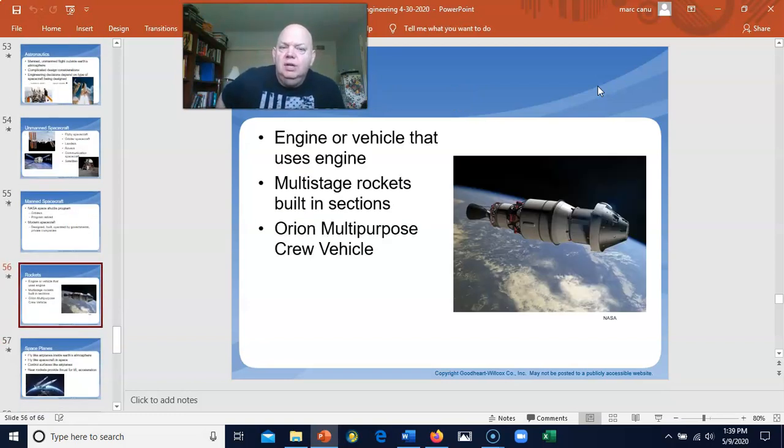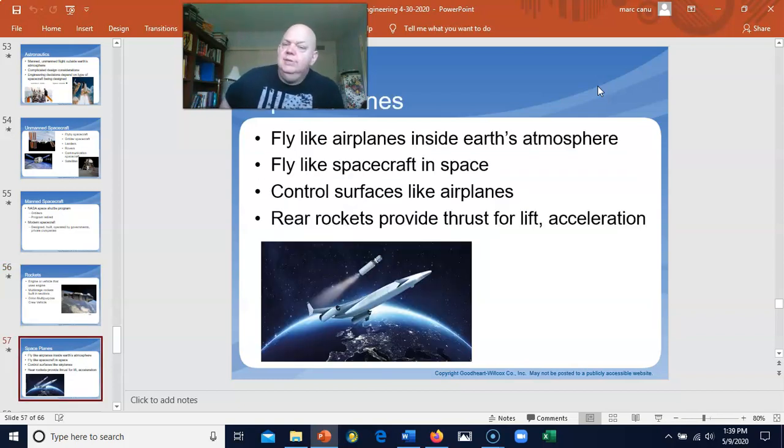Rockets. Well, of course, we talked about the idea of an engine or vehicle that uses the engine. Now, there are multi-stage rockets that are built in sections. Then there's the Orion multi-purpose crew vehicle, so it can do different things. Space planes. Okay, well, they fly like airplanes inside the Earth's atmosphere, but they fly like spacecraft in space. They have control surfaces like airplanes. The rear rockets provide thrust for the lift and the acceleration. The key thing to look at is getting out of the Earth's gravitational pull.